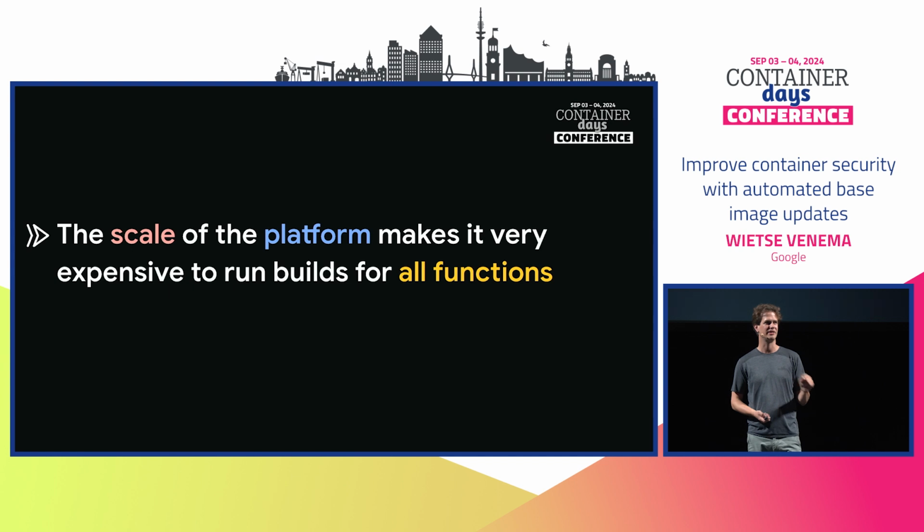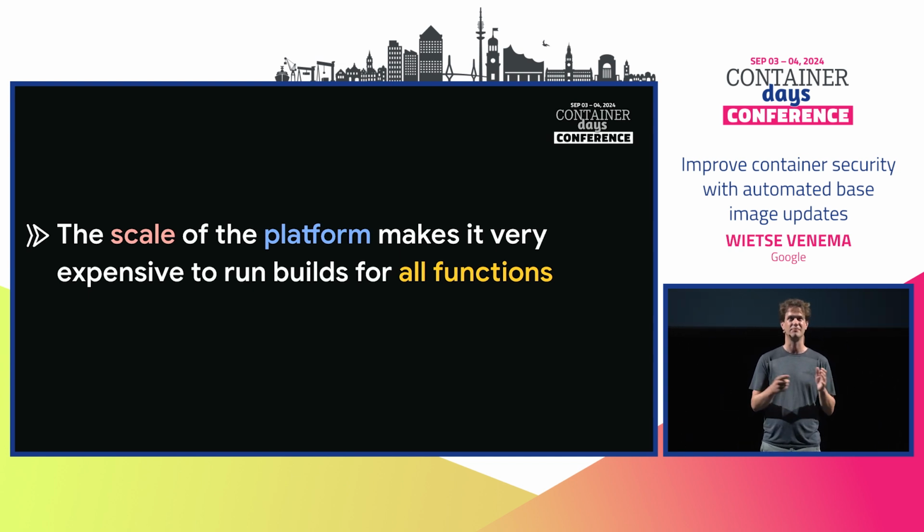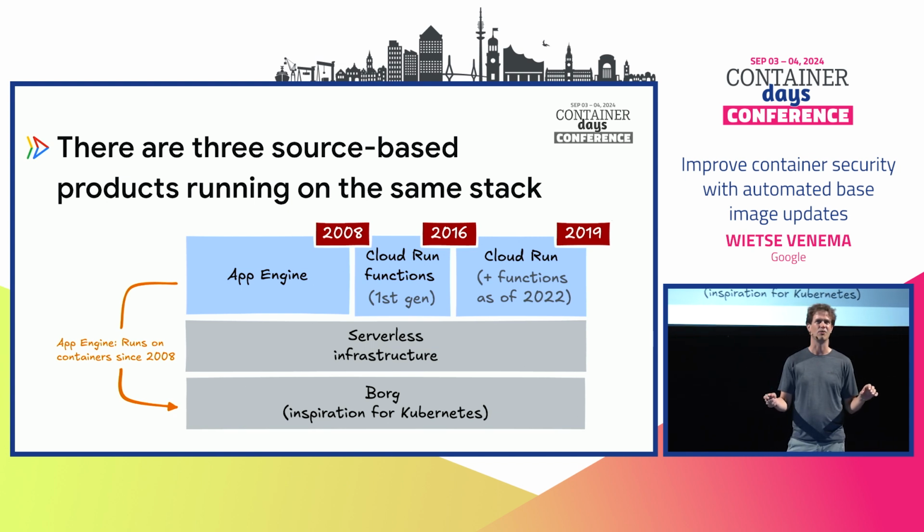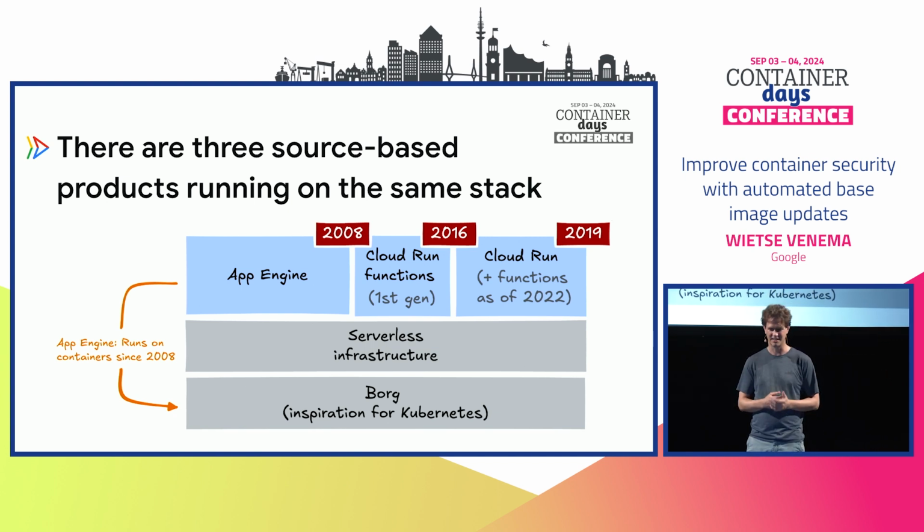But there's another reason why we can't rebuild all the deployed functions. And that's the scale of our platform, because it's very expensive to run the builds for all those functions again. Because there's not just one, there's three source-based products running on the same stack. Like on the bottom layer, there's Borg, which was the inspiration for Kubernetes and the name of a subway station nearby.